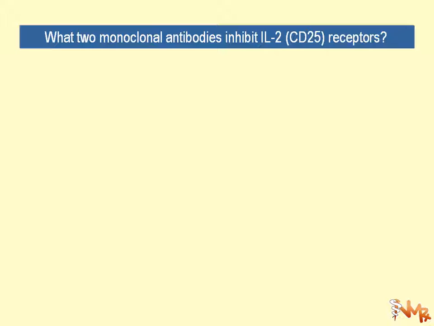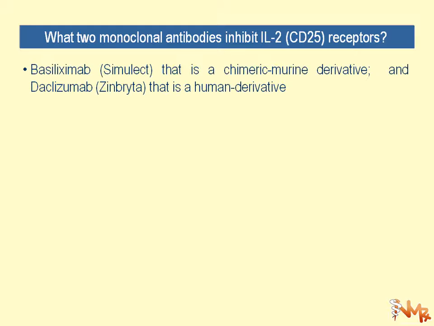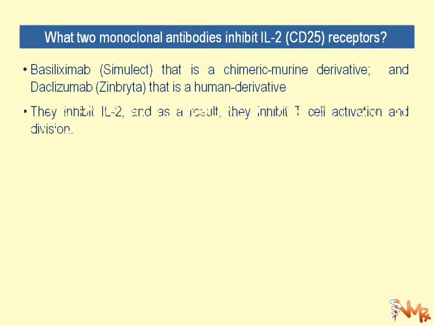To do a short listing for you to help you to remember these for the exam, one of them is basiliximab, Simulect. That is a chimeric murine derivative, as we said before, and the other is daclizumab, Zinbryta, which is a human derivative monoclonal antibody. They inhibit interleukin 2, and as a result, T-cell activation and division.